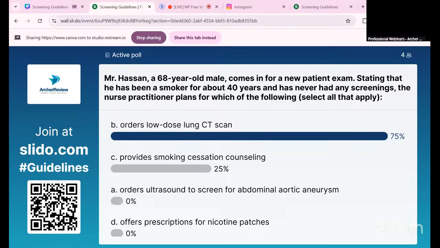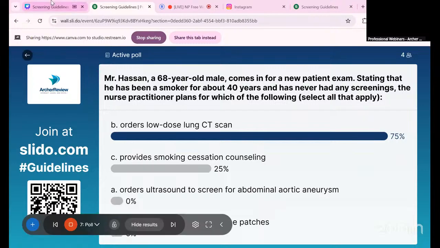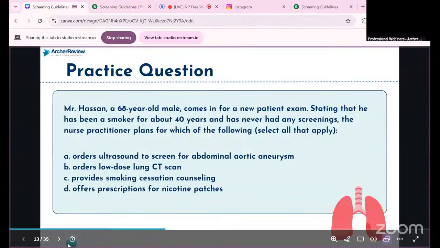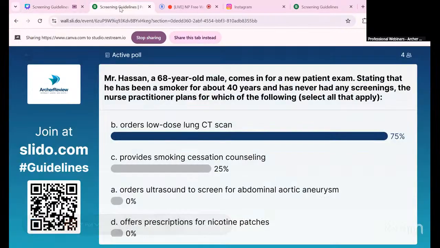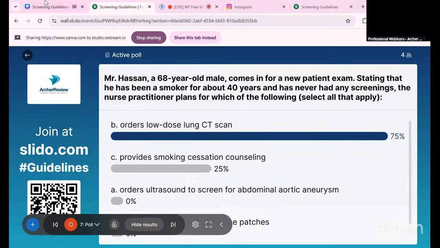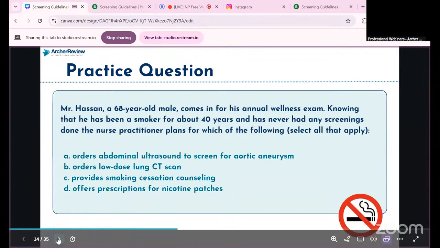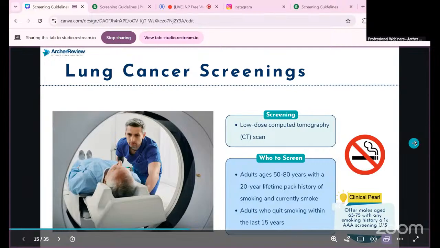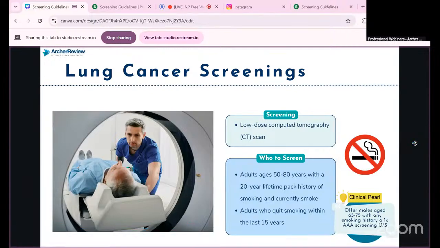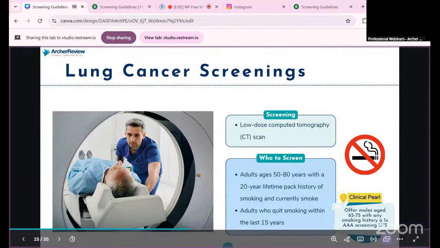So think about that as we go on, and we're going to get into the screening guidelines specifically for people who smoke and lung cancer. I'll come back to this in a minute. I'll give you a minute. All right. So before I give the answer, we'll go over the screening, and then I'll let you all try again. So first of all, let's talk about these lung cancer screenings, okay?